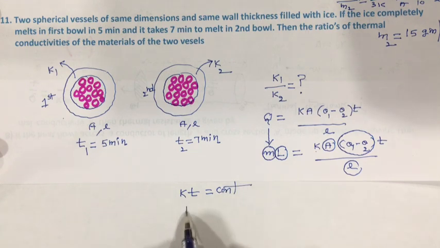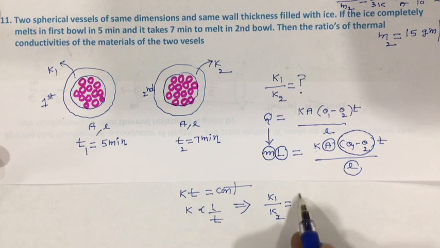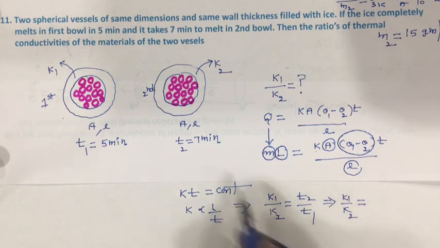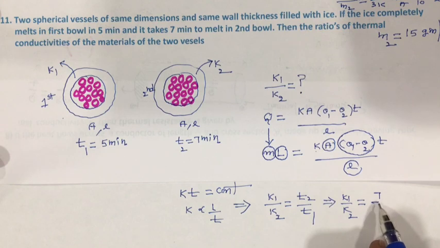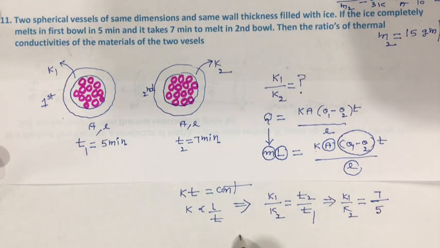So K is inversely proportional to T. That implies K1 upon K2 is equal to T2 upon T1. That implies K1 upon K2 is equal to T2, which is 7, upon T1, which is 5. So the answer is that the ratio of thermal conductivities K1 to K2 is 7:5.